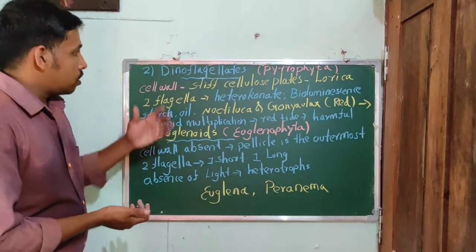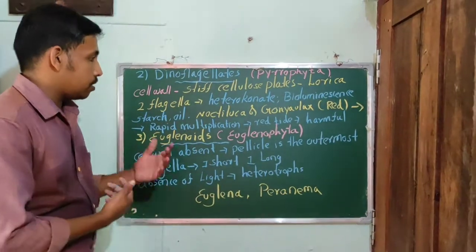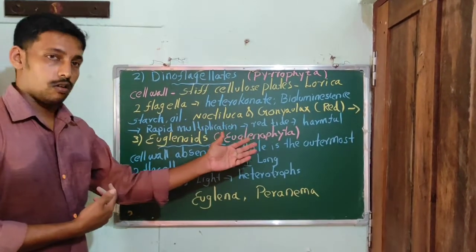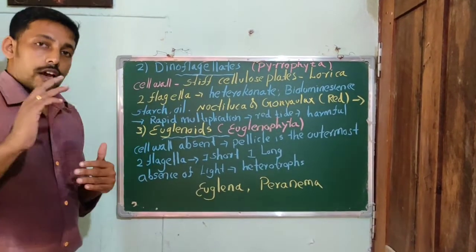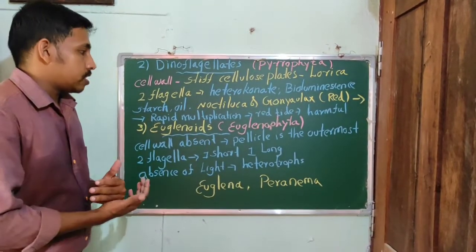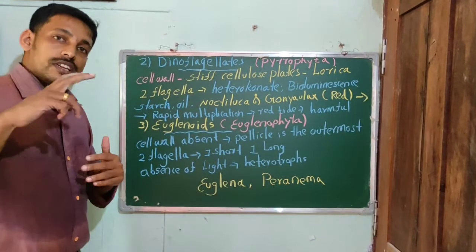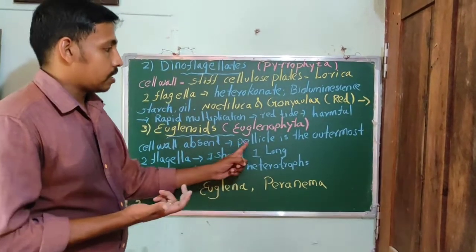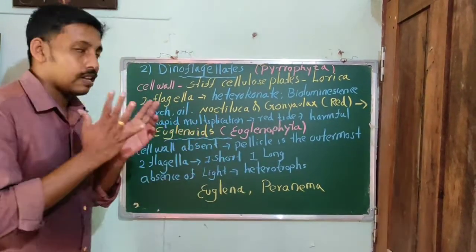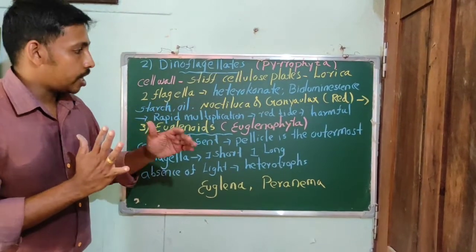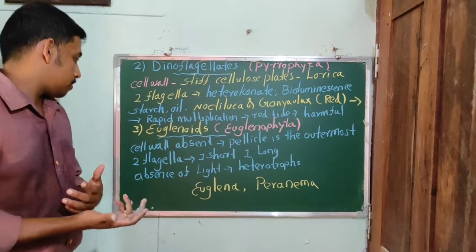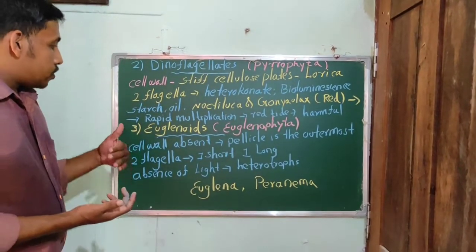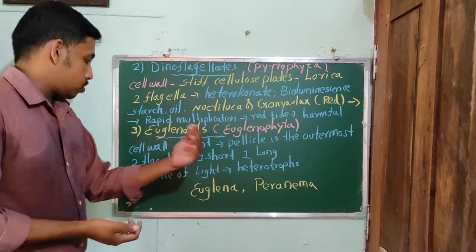Now we come to the next phylum, that is Euglenophyta or euglenoids. They do not have a cell wall. The cell wall is absent, and instead there is a protein-rich layer, a pellicle. It is the outermost layer, and that makes their body very flexible. They also have two flagella, one short and one long.